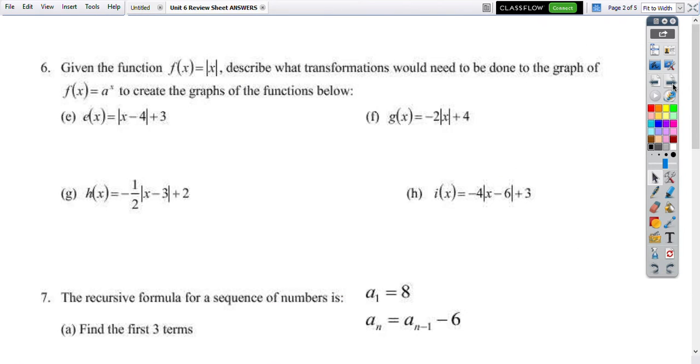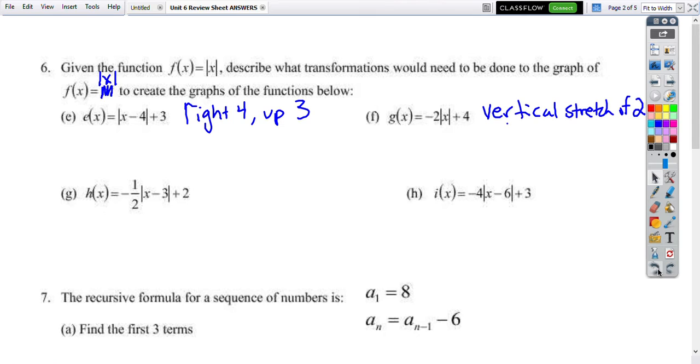Okay, on the next page, we have the absolute value of x. So even though it says a to the x here, it should be absolute value of x. So what we see here is we see minus 4 inside and plus 3. So remember, this is left and right. It's the opposite. So it's right 4. And then plus 3 means we go up 3. All right, f. We have the negative in front, so that means we're going to be reflecting. The 2 is a stretch, and then the plus 4 at the end is going up and down. So we have a vertical stretch of 2, reflect over the x-axis, and then it's up 4. All right.